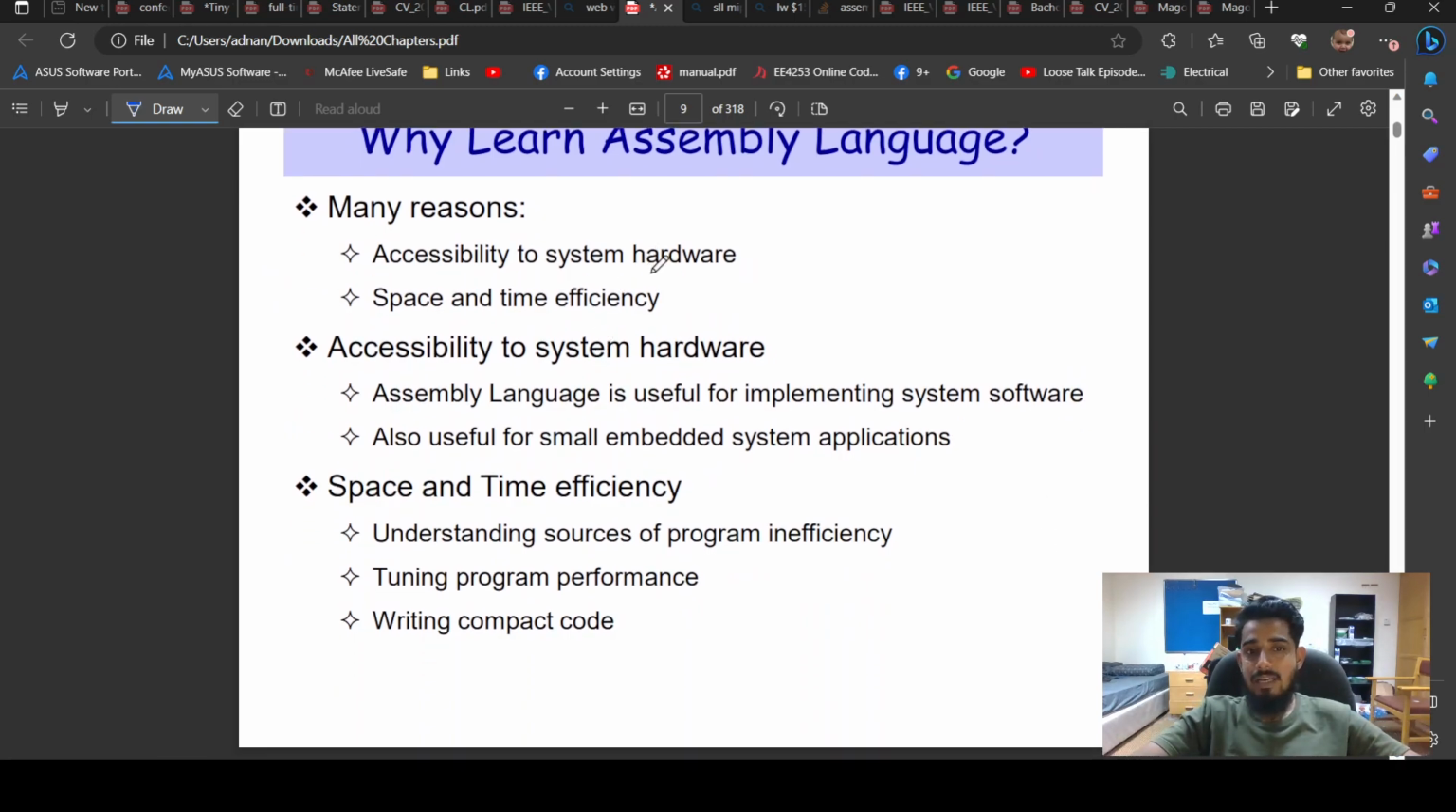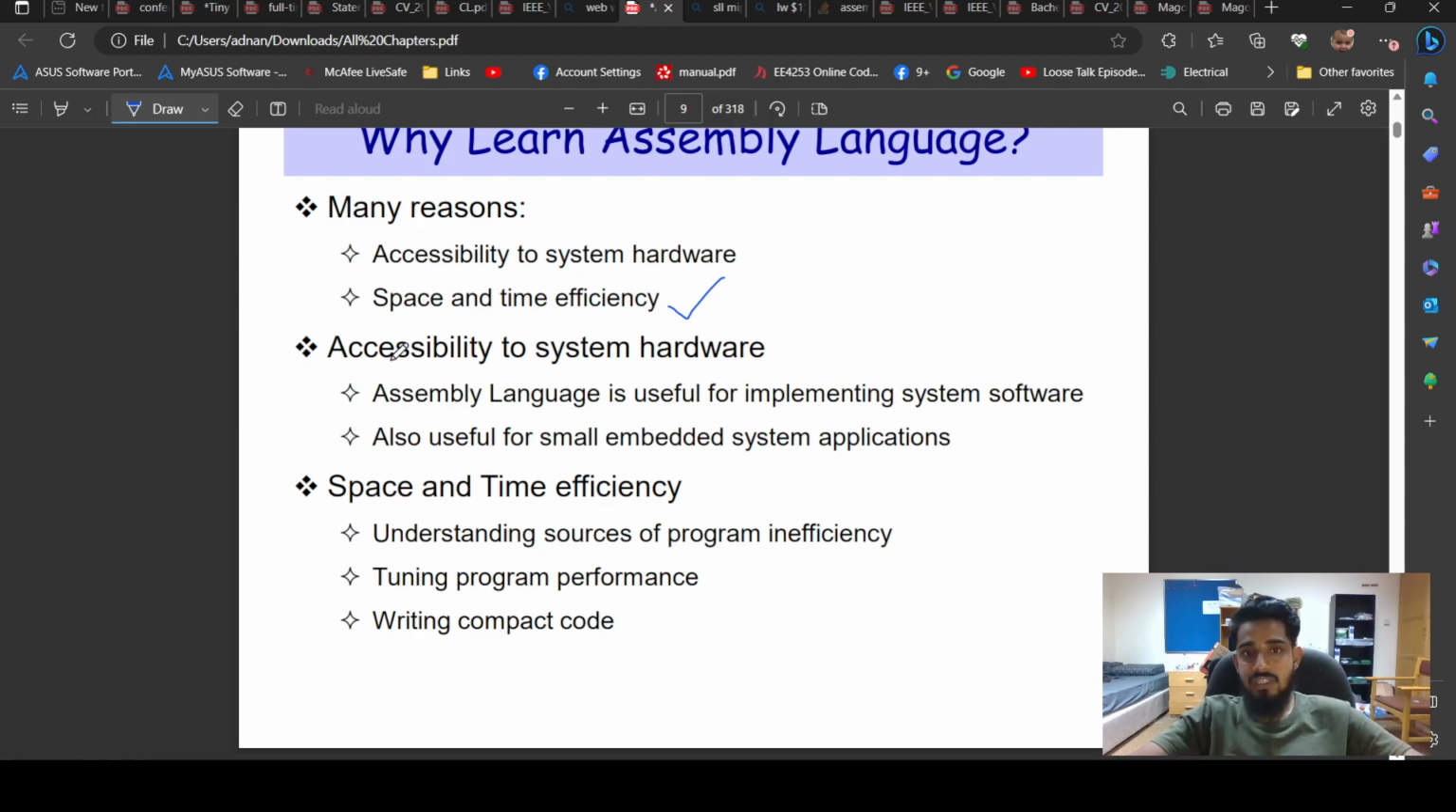Again, accessibility to the system hardware. It's very near to the system hardware, so you can access the hardware with assembly language. Time efficiency: because it's very near to the hardware, to the machine language, its time efficiency is good. And space, why space? Because we know which register and which memory location we are going to use, so space is also a good factor in assembly language.